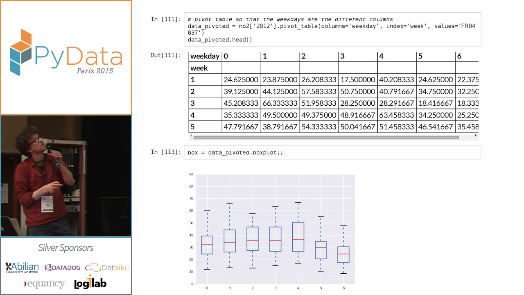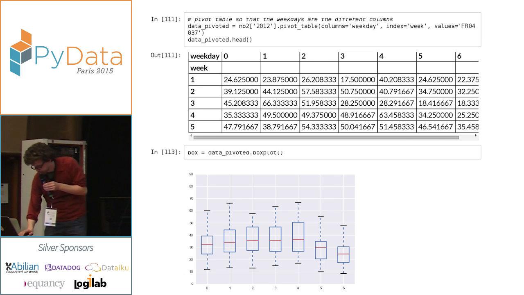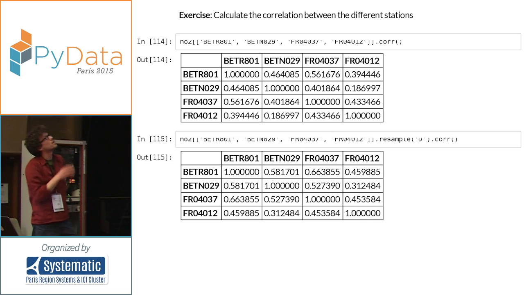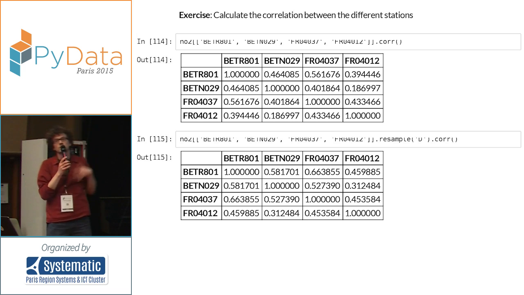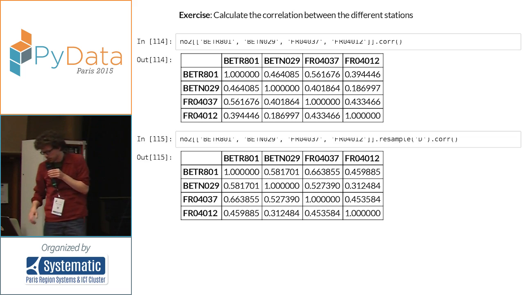And you see in the weekend, on Saturday and Sunday, the air quality is a little bit better than in the week. So it's also just showing some things that you can do, like taking some correlations on the different data sets.